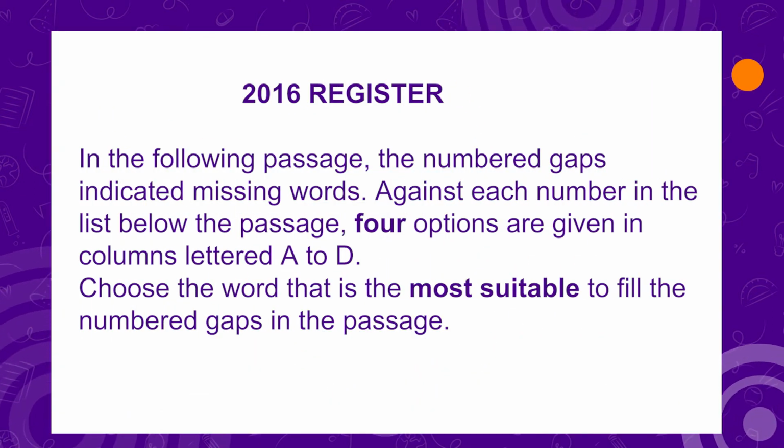Now, 2016 register. In the following passage, the numbered gaps indicate missing words. Against each number in the list below the passage, four options are given in columns A to D. Choose the word that is the most suitable to fill the numbered gaps in the passage.